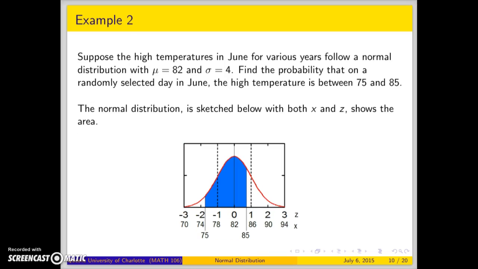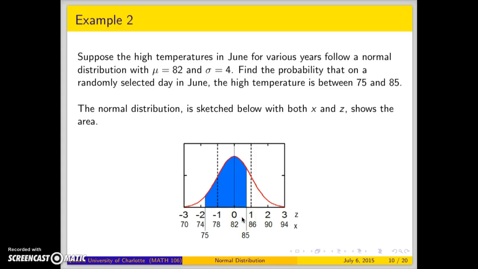Okay, so now let's look at another example. Suppose the high temperatures in June follow a normal distribution with a mean of 82 and a standard deviation of 4. We want to find the probability that on a randomly selected day in June, the high temperature is between 75 and 85.